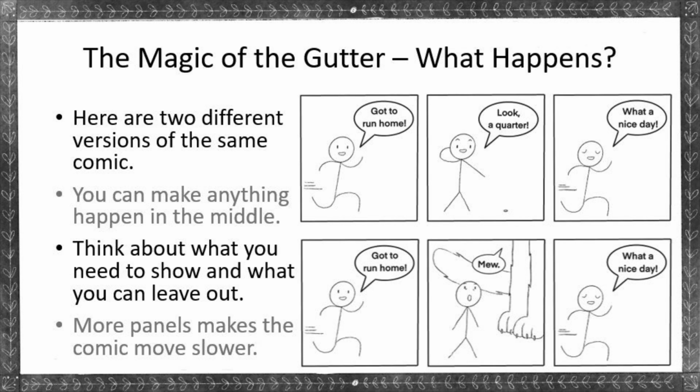So when you're adding more panels, you're going to be adding more information, but you'll be slowing down the pace of the story. And then when you are taking panels away, you are going to make things speed up a bit more. But then the reader has to make the connections in their brain as to what's going on if it's not explained on the page.